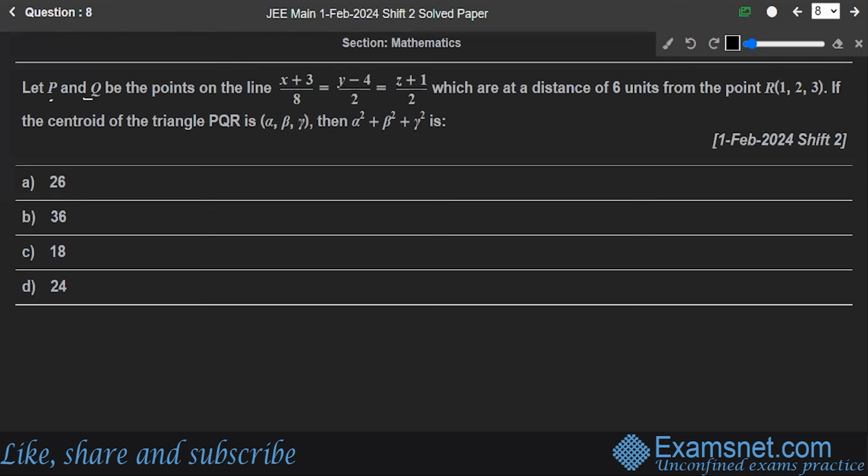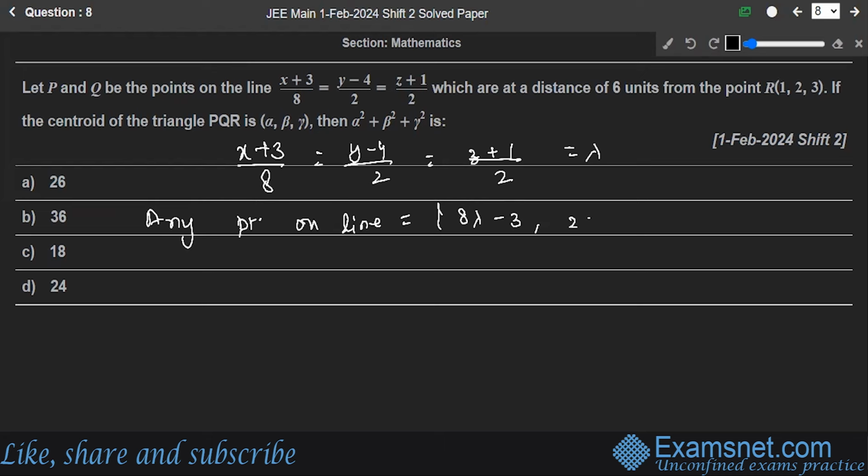Question number 8: let P and Q be the points on this line which are at a distance of 6 units from this point. If the centroid of the triangle is given by alpha, beta, gamma, then what is the sum of their squares? Any point on the line, let's say this is equal to lambda, will be given by 8 lambda minus 3, 2 lambda plus 4, 2 lambda minus 1. P and Q are the points which are at a distance of 6 units from this point.